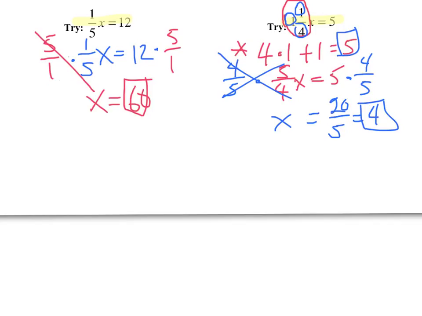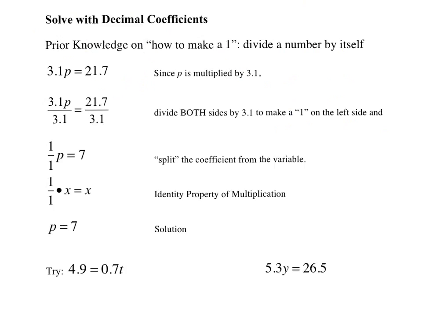So I hope you can see where you cross cancel with 4/5, and you multiply 4/5 times 5 to get 20 over 5, and the answer is 4.